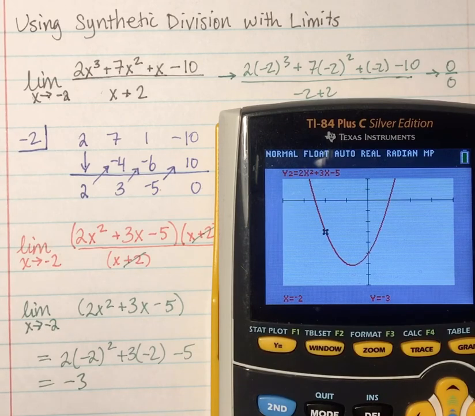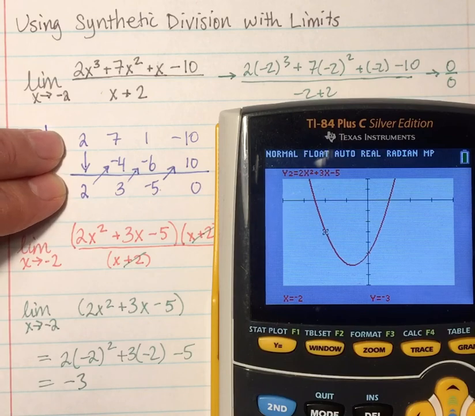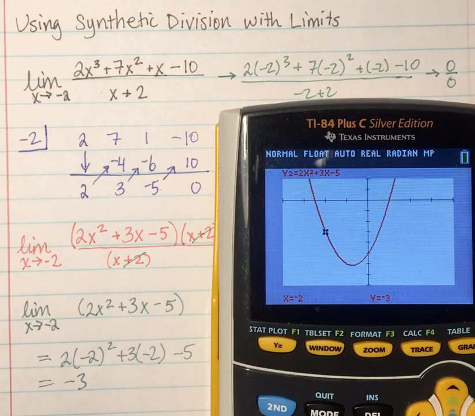So that's using synthetic division or synthetic substitution for finding a limit in a very specific situation. And in all honesty, it doesn't show up a ton. The main point of this video is to show you that synthetic division. If you want more examples, just search synthetic division and you'll find a lot.